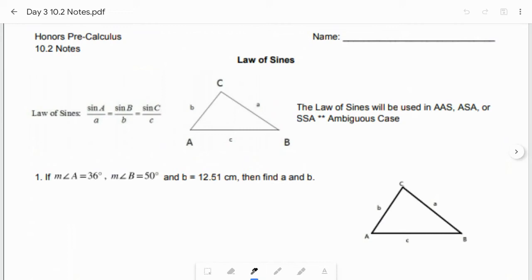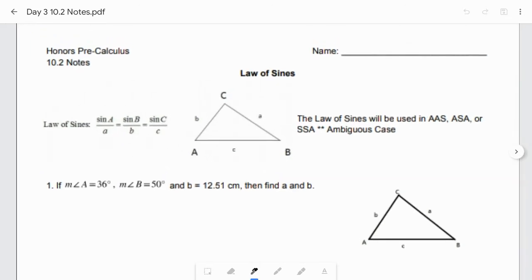Hi everyone, welcome back. Today we are on day 3, 10.2 notes, and we are going to be talking about the law of sines. The law of sines is going to be helpful when we have any non-right triangle and we're trying to find missing information, either a missing side or missing angle.